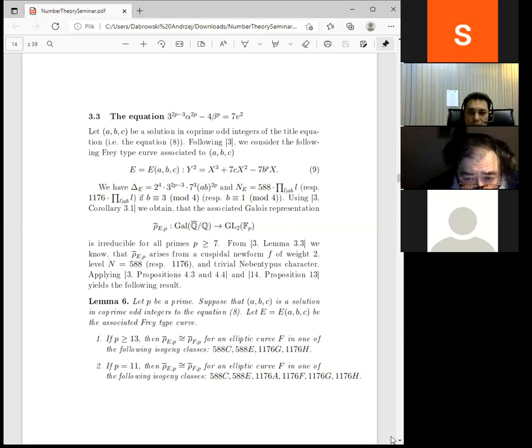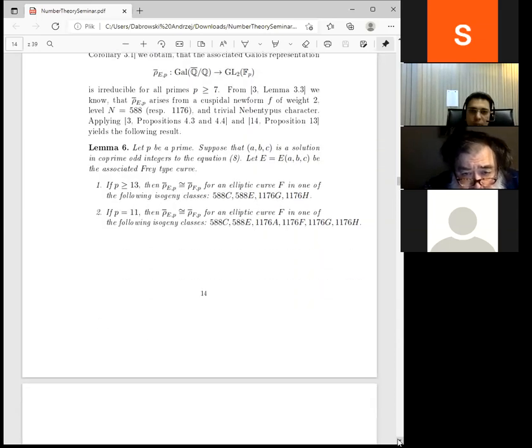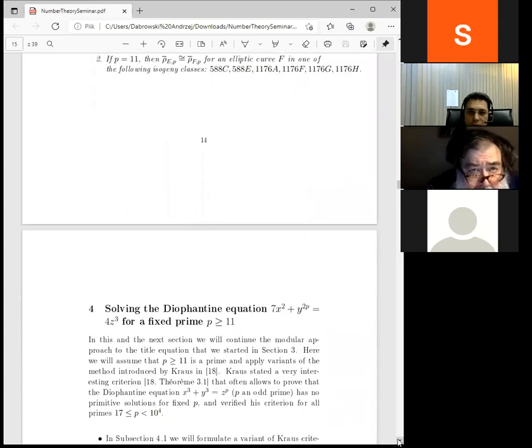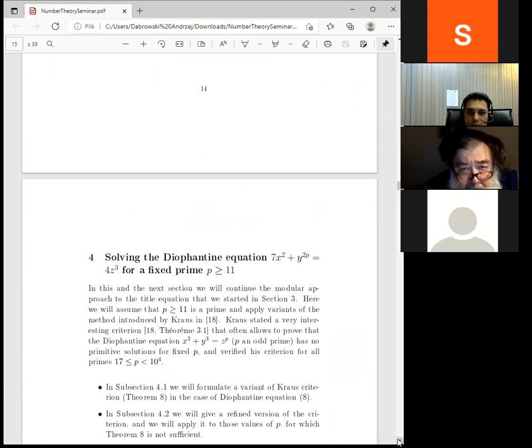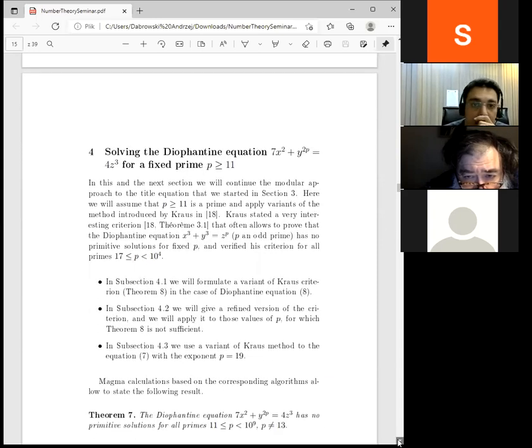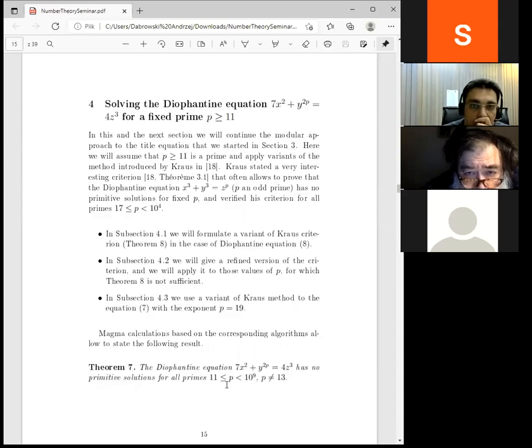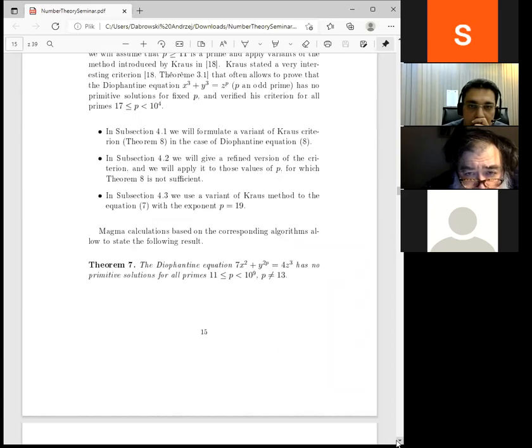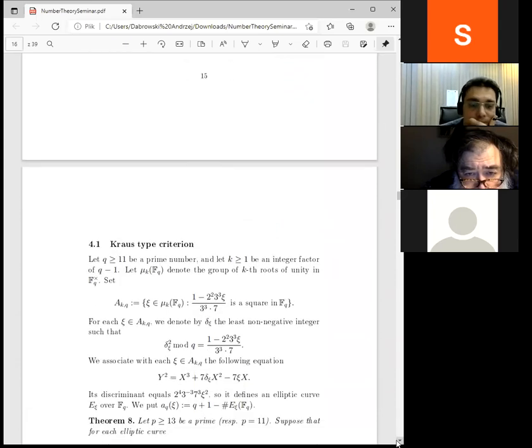But first, let us consider the case of small fixed prime exponent in some interval, up to some 10 to the power 9. So it's what is called a Kraus type algorithm, Kraus type criterion. Using it, we can prove such a result. And let me say a few words. What is the Kraus type criterion?